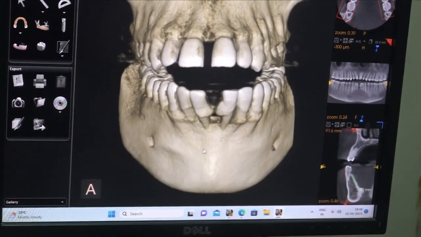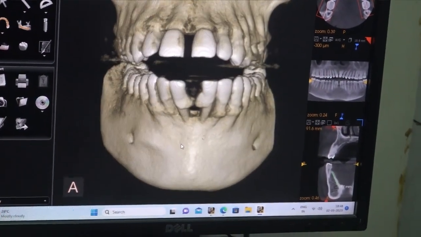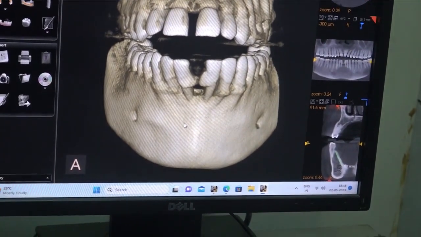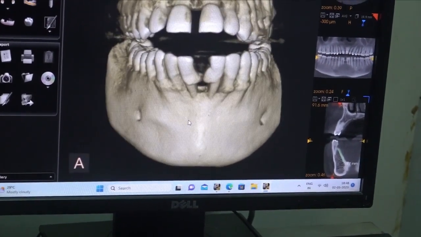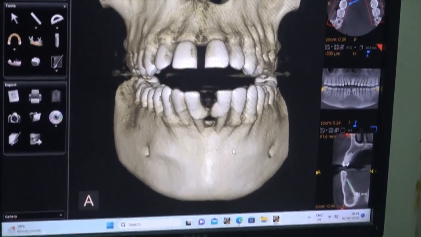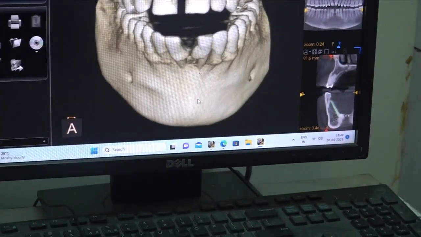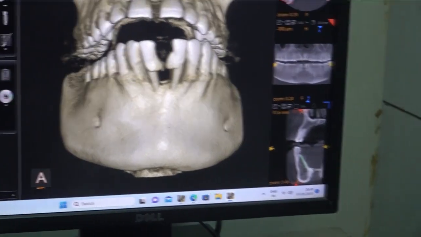If you place 3 implants where only 2 are needed, it will lead to implant failure. How? Implants will be very close to each other. The implant will be close to the natural tooth. It leads to bone loss between the implants. Okay. Now we have to decide 3 or 2 implants.